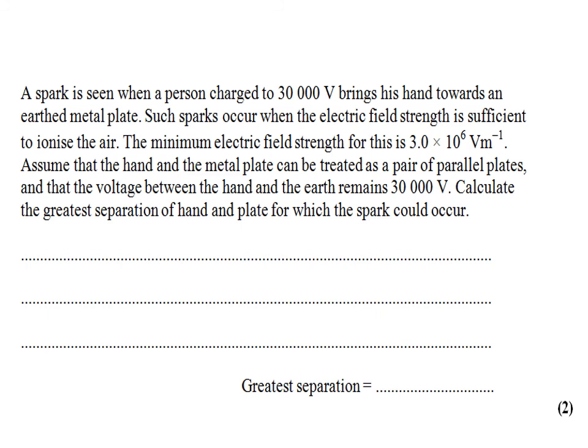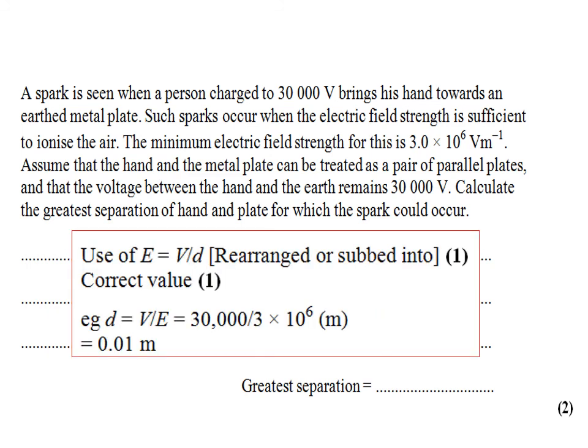So remember, we have used this equation in GCSE as well. This one, E equals voltage divided by distance. So we know the electric field, we know the potential difference, and by rearranging this equation, we can find out the separation between them. So again, we are using a very simple equation, but in the scenario they have given, one plate is the earth metal plate and the other plate is the human hand. So they are behaving like a capacitor to store charge.